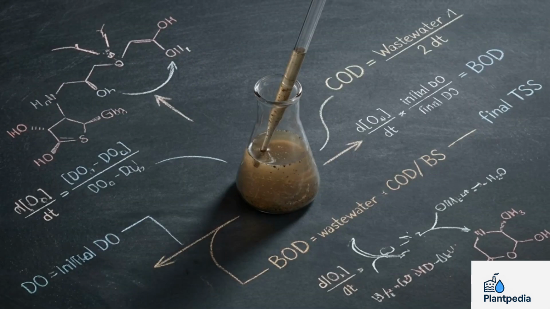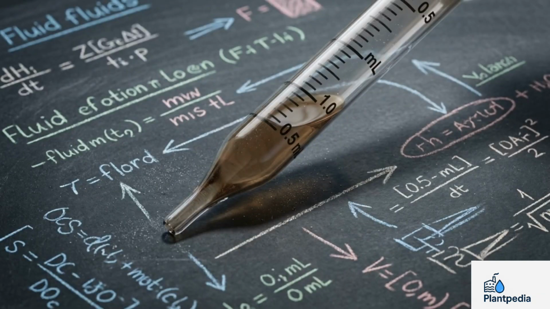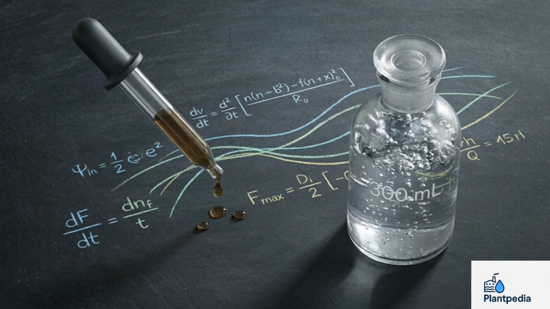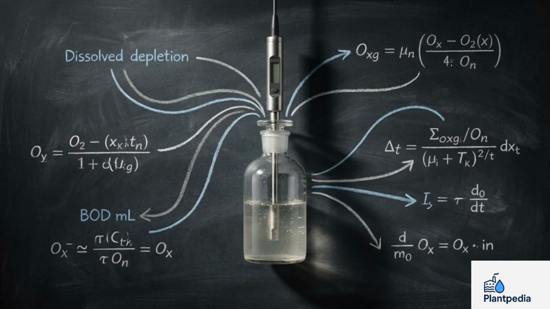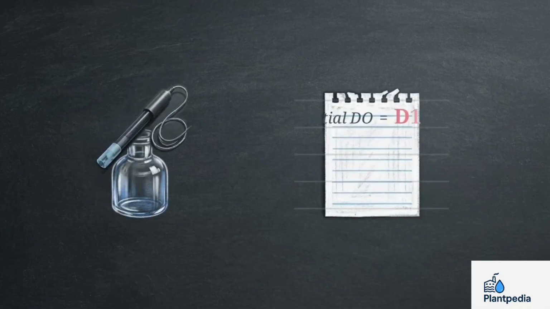For step 2, take a measured quantity of your raw wastewater, usually between 1 and 5% of the total volume, and mix it directly into the dilution water inside the 300 milliliter bottle. Immediately place your DO meter into the bottle to take your initial dissolved oxygen reading. Record this specific value as variable D1.